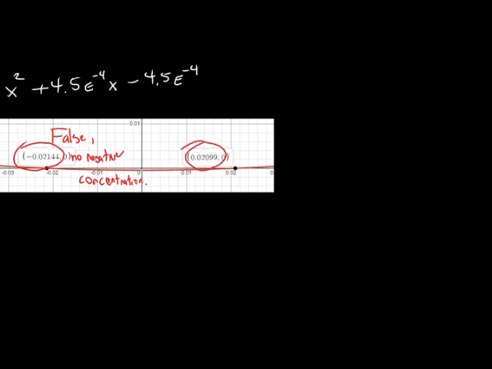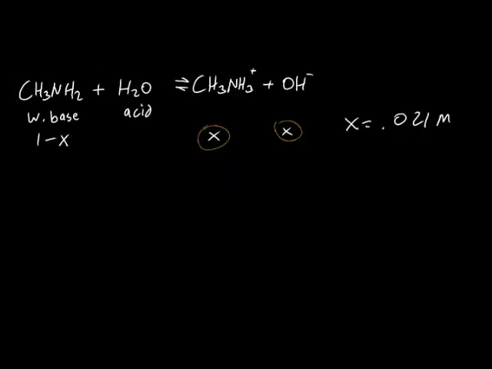Our correct answer will be x equals 0.02099, which I'll round to 0.021. This will be our x in molarity. So now we know that our molarity of our weak base at the end will be 1 minus 0.021, and our molarity of our conjugate acid will be 0.021 molarity, and OH negative will be 0.021 molarity.